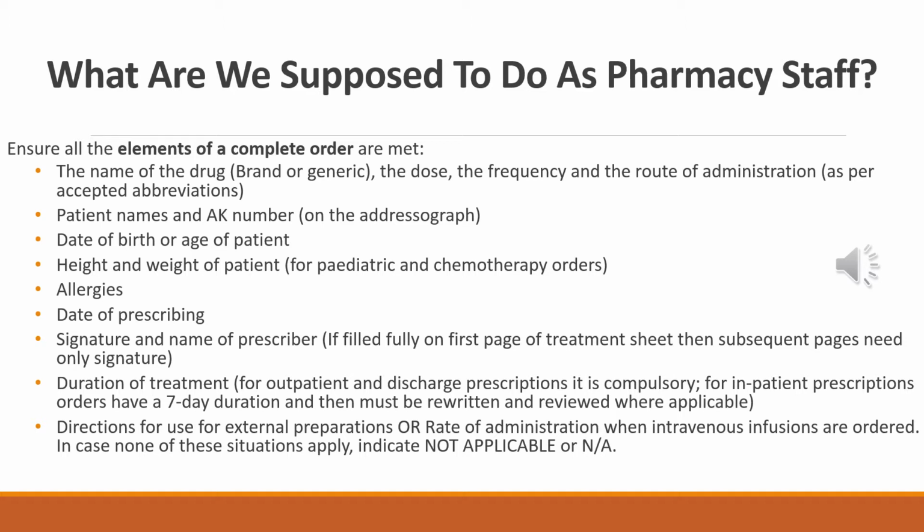5. Drug or food allergies. 6. Date of prescribing. 7. Signature and name of prescriber. If this is filled fully on the first page of the treatment sheet, then subsequent pages need only the prescriber's signature. 8. Duration of treatment. Remember, for outpatient and discharge prescriptions, it is compulsory, while for inpatient prescriptions, orders have a 7-day duration and then must be rewritten and reviewed where applicable.